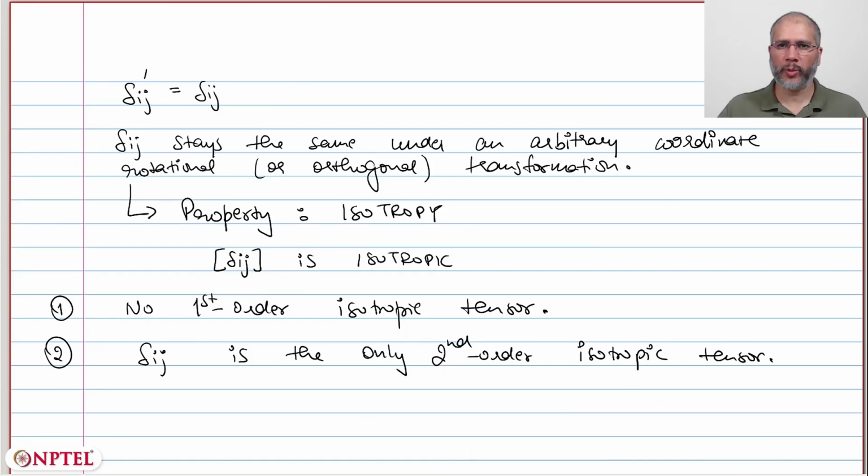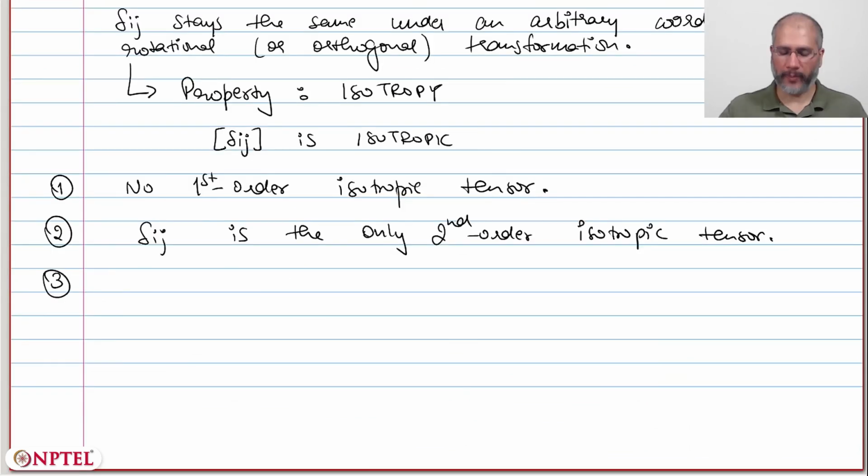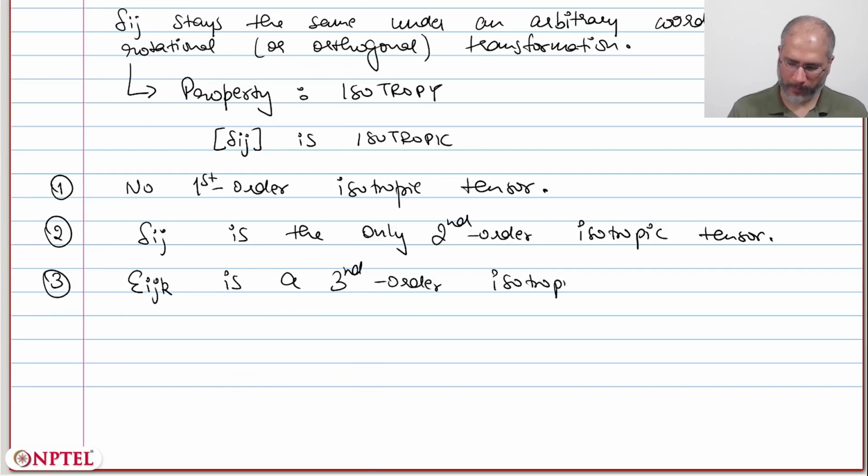All right, so let's go to a third order isotropic tensor. In order 3, epsilon ijk, that is the permutation symbol, is actually a third order isotropic tensor. Now that we're talking about the isotropy of epsilon, we must talk about the idea of proper and improper orthogonal transformations. So I'll briefly touch upon it.